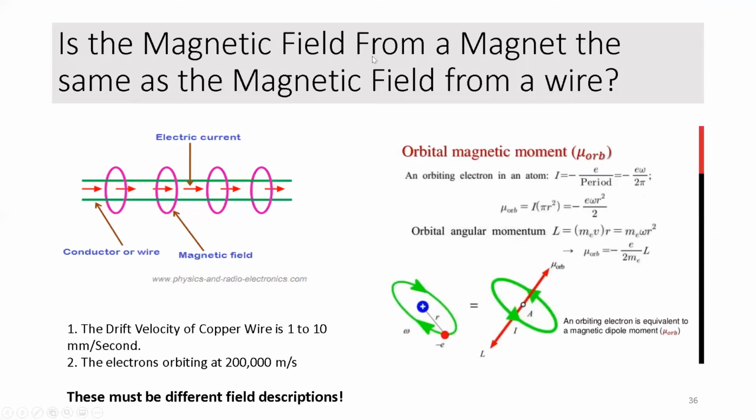Okay, so is the magnetic field from a magnet the same as the magnetic field from a wire? Well, for electric current in wires, drift velocities are 1 to 10 millimeters per second. But a magnetic moment, this electron here, is moving at 200,000 meters per second. So a straight wire is definitely not going to have the same type of field description as an electron moving around in an atom. You could take this wire and turn it into a coil and you would have something close, but even then these fields, if you were to break them into their components, are not going to all follow the rules of superposition.